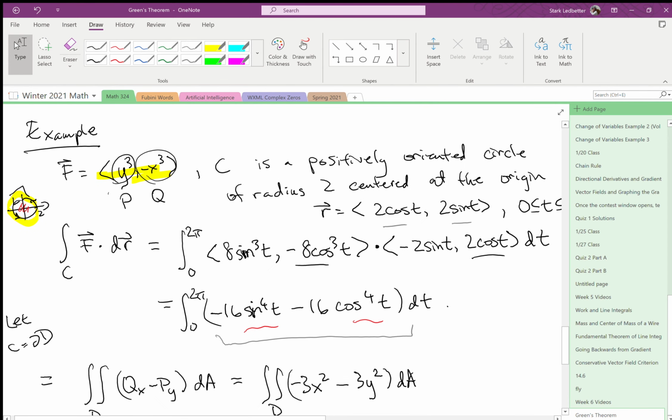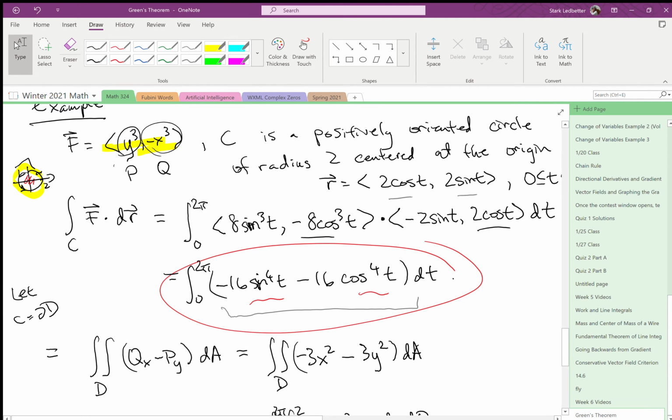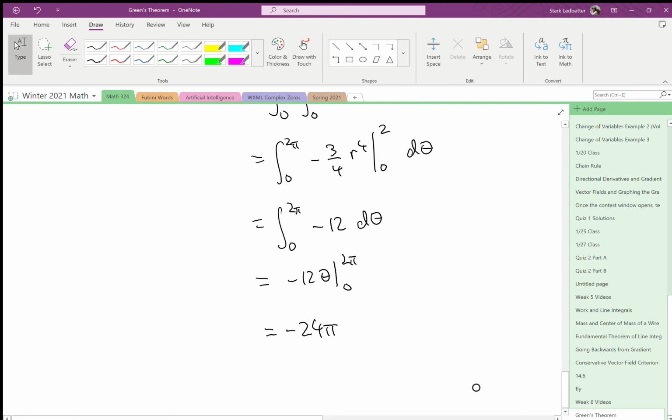Those who like doing this kind of thing are welcome to try this one and make sure it comes out to the same thing. But otherwise, you can just trust that Green's theorem works.